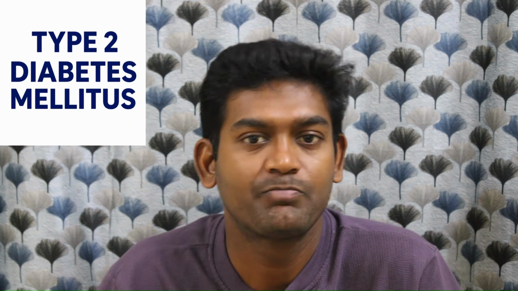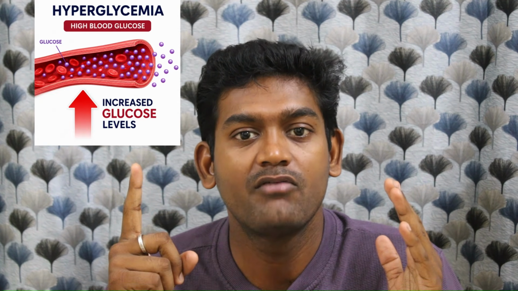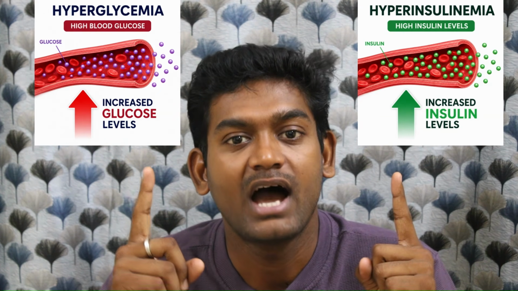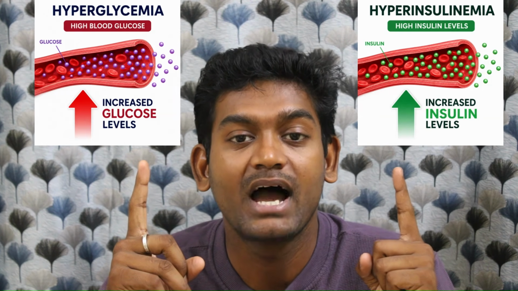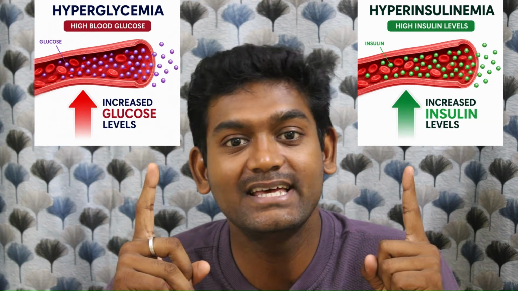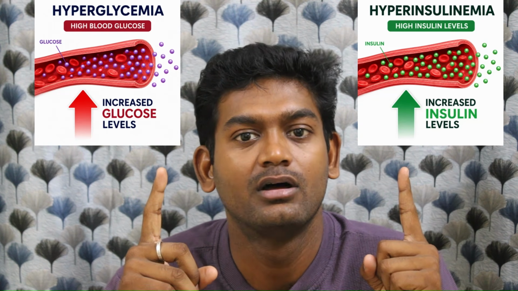You all know that the action of hormone insulin is to suppress the plasma glucose level. When we read about type 2 diabetes mellitus, we always come across a statement that it is a condition where both hyperglycemia as well as hyperinsulinemia will be there. Hyperglycemia means increased plasma glucose level. Hyperinsulinemia means increased serum insulin level.